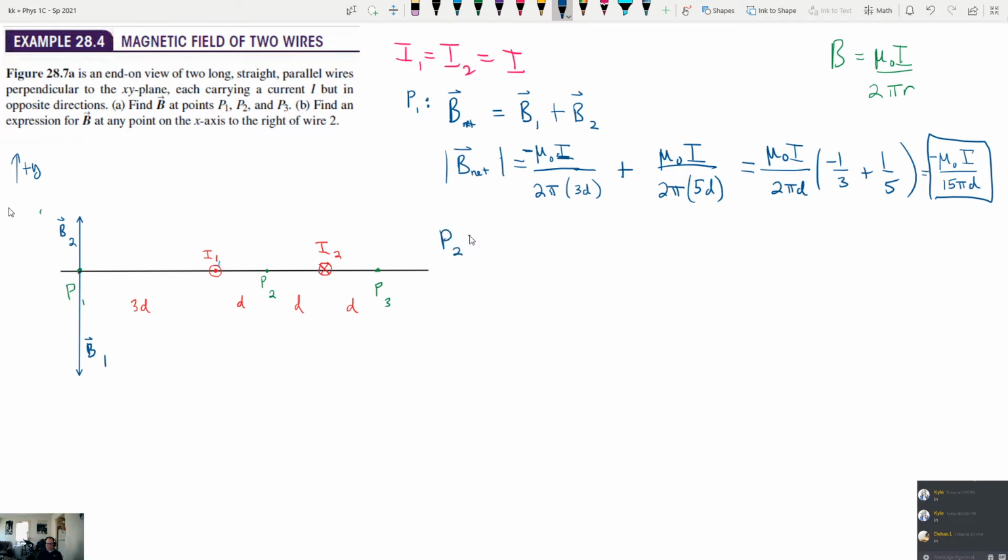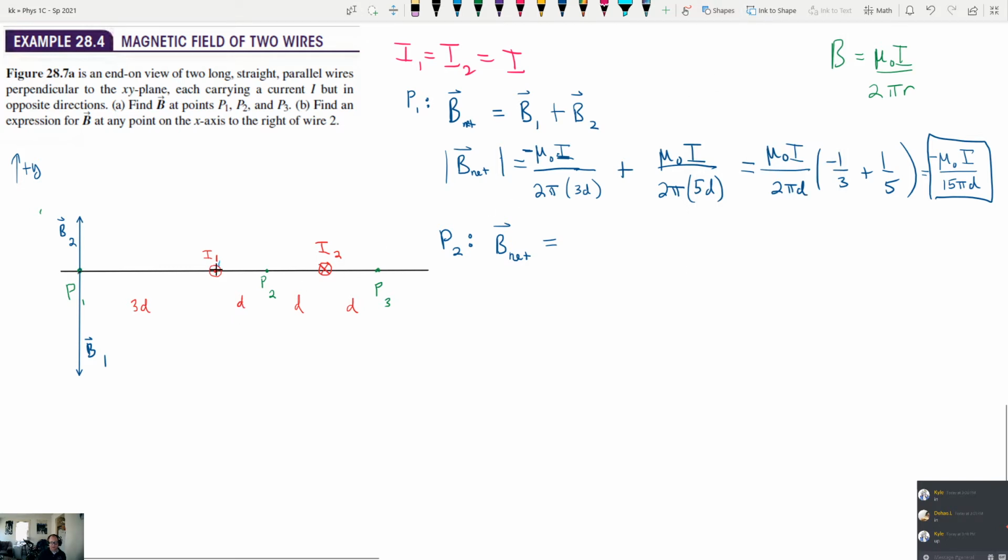Let's do the other two points. So at P2, what do you predict the magnetic field is going to be? Do you think it's going to be 0, do you think it's going to point up, or do you think it's going to point down? Before we look at what you get for I1 and I2, what is the direction of the net magnetic field in this case going to be? All right, let's see what we get. So what's the direction? Let's do it one at a time.